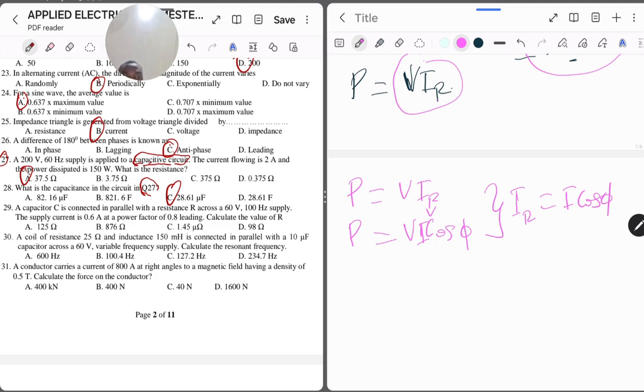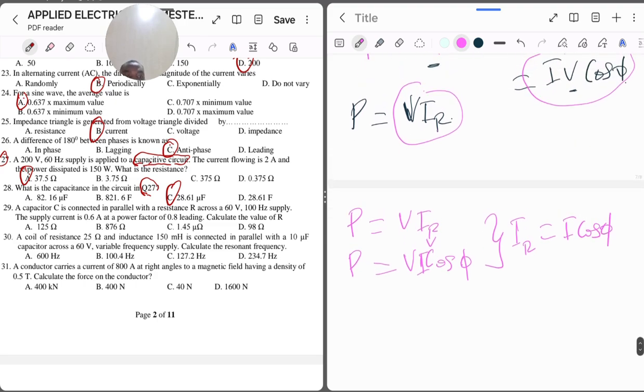So I can now go and find IR. I can calculate IR to be equal to the supply current, which is 0.6, times cos phi, which is the power factor, 0.8. And this one will give us 0.6 times 0.8.